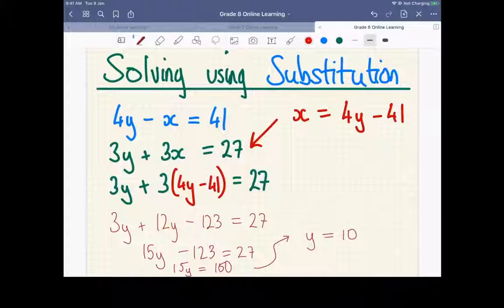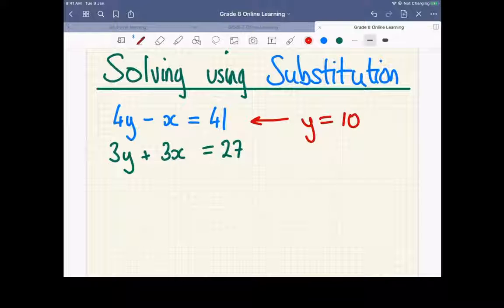Again, having done the first step, substitute y in, substitute x in, substitute them both at the same time to check. Same steps every time. So y is 10, that goes in. So we get 4 times 10 minus x is 41.